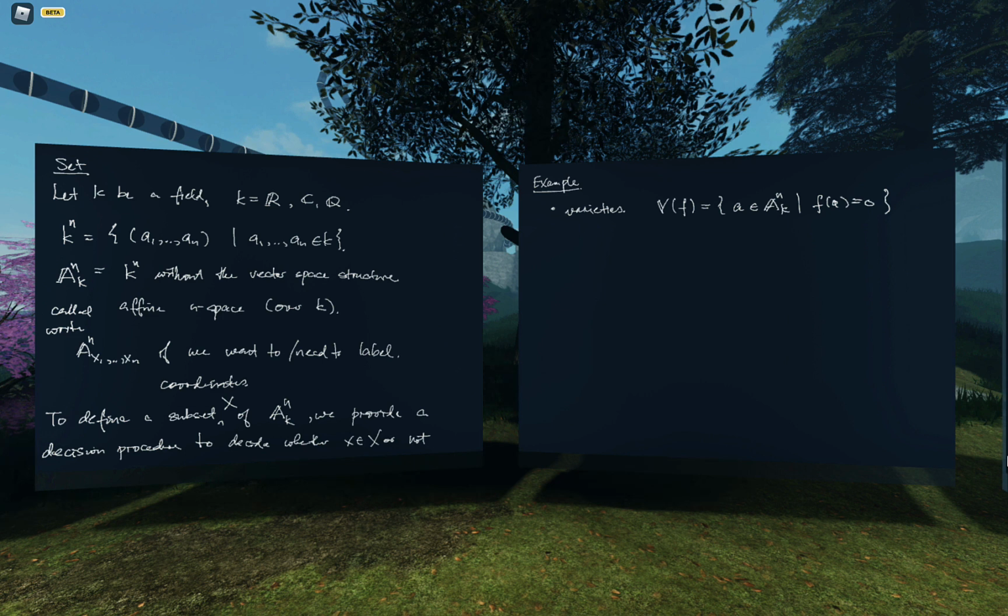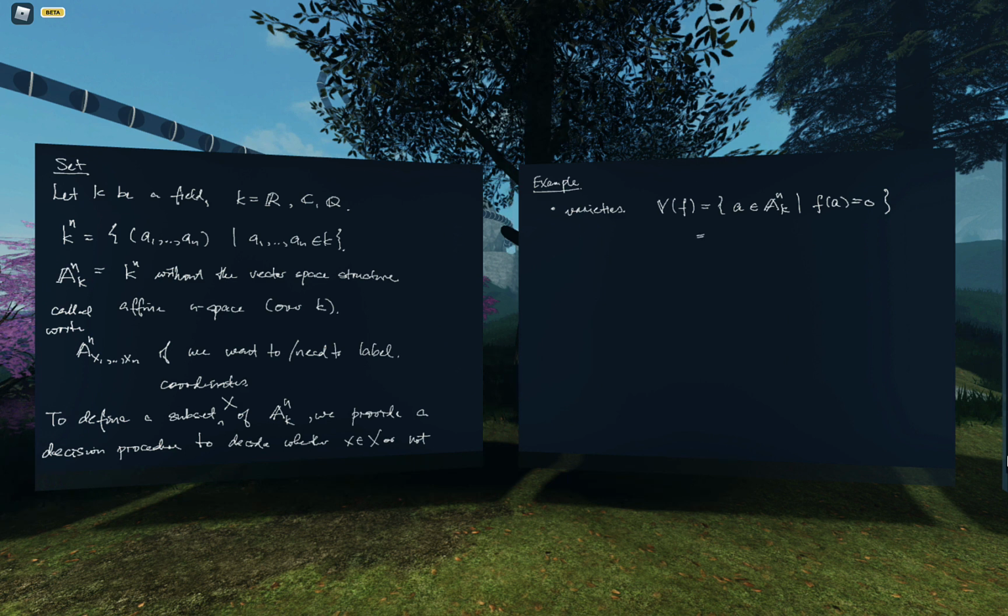So this is another piece of notation that I'm going to write down here. There's going to be a lot of times where we talk about a point a inside affine n-space, but we won't need to write down all of its components. So I'll simply write a in A^n over K, and then I'm going to apply some polynomial f to it, evaluated at a to be 0. That's the condition you check to determine whether a is in the subset V(f) or not.